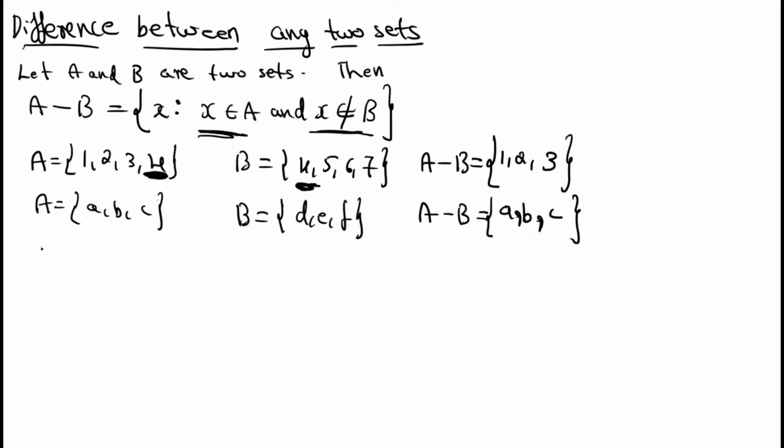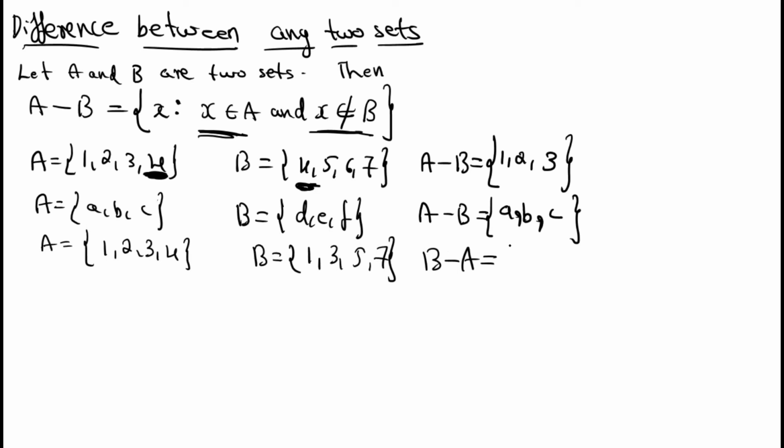Take the next example. A is equal to 1, 2, 3, 4 and B is equal to 1, 3, 5, 7. Find B difference A. What is B difference A? Elements of B which are not in A. 1 is in A. Then 3, 3 is also in A. 5 and 7 are not in A. So your answer is 5, 7. This is the value of B difference A.